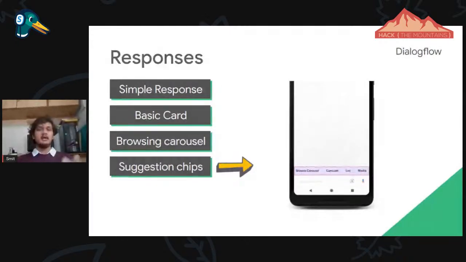Again, suggestion chip supports only plain text. You can add one to eight suggestion chips over here.